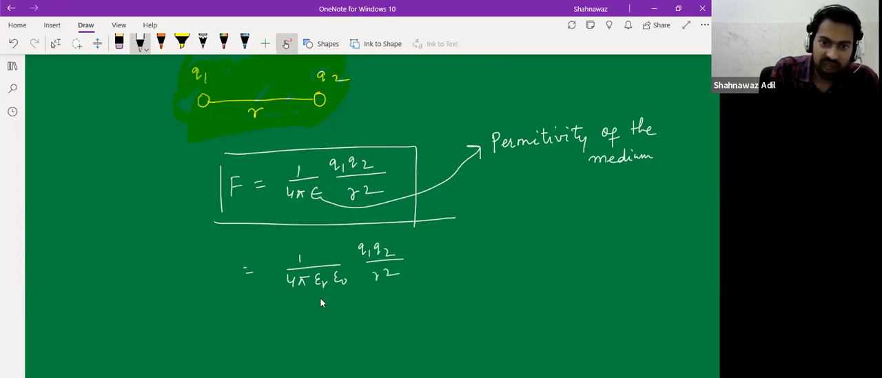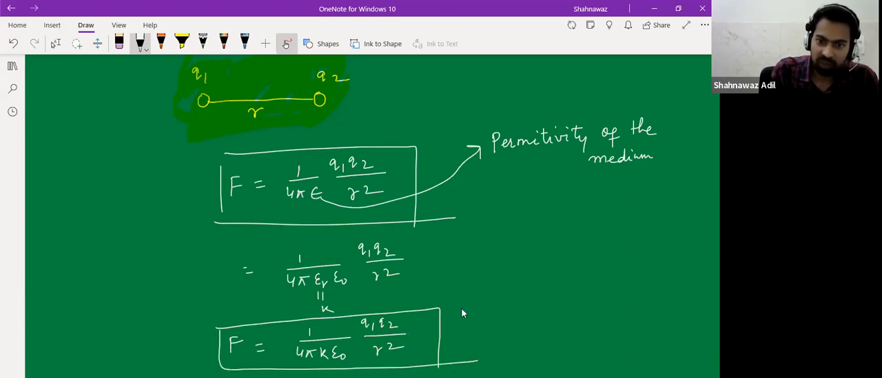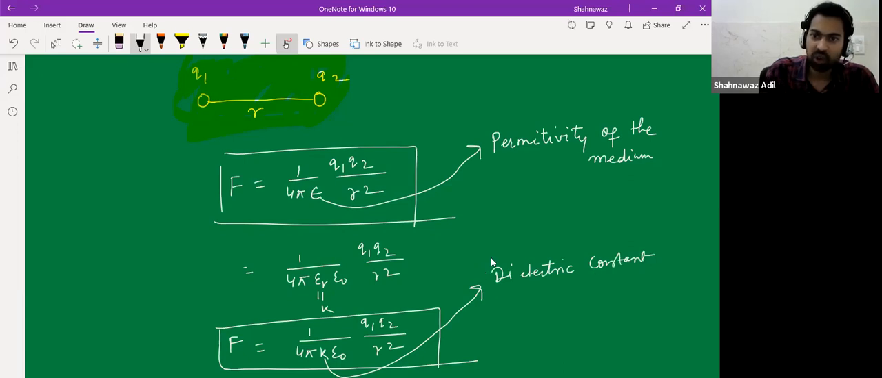You can write epsilon R or you can write K, right? So you can also write 1 by 4 pi kappa epsilon naught Q1 Q2 by R square, right? And here your K is called the dielectric constant. Right, so this is called the dielectric constant.